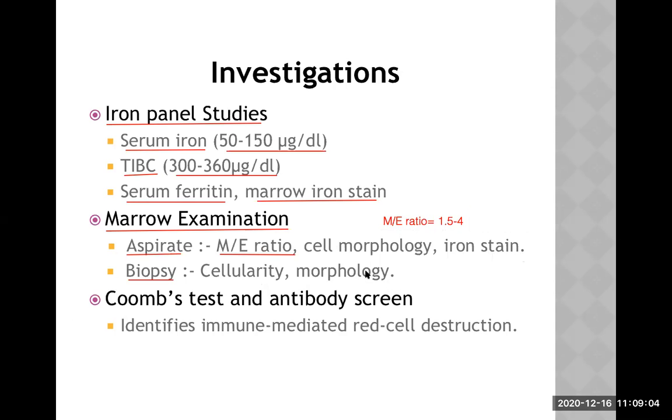Now, regarding the biopsy, we check for cellularity of the bone marrow and morphology of the cells. Similar type of things. Sometimes there may be blast cells present when we check the bone marrow, and blast cells are the hallmark of hematological malignancy. So this is the meaning.